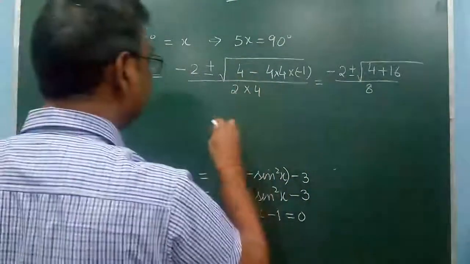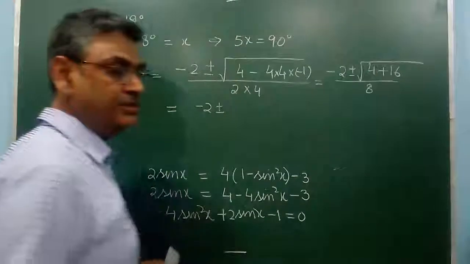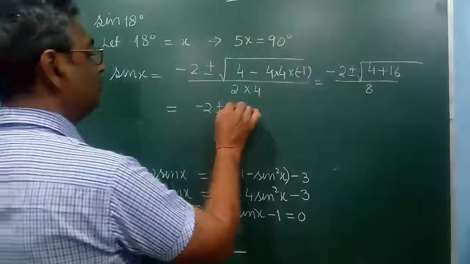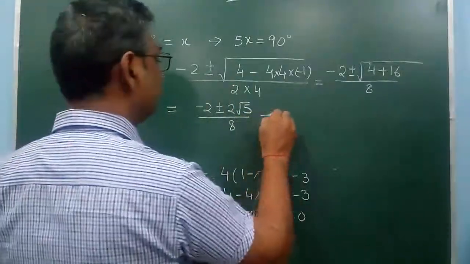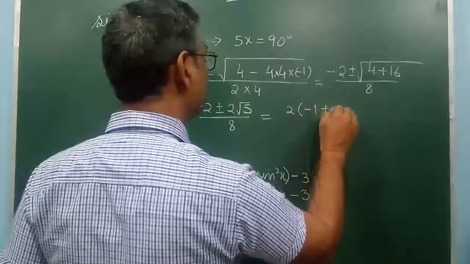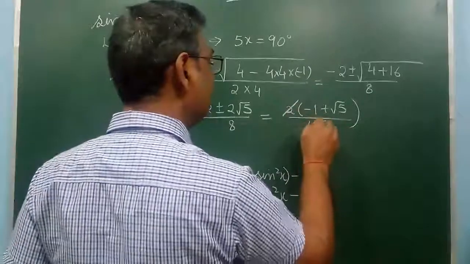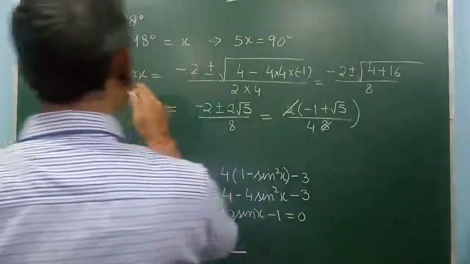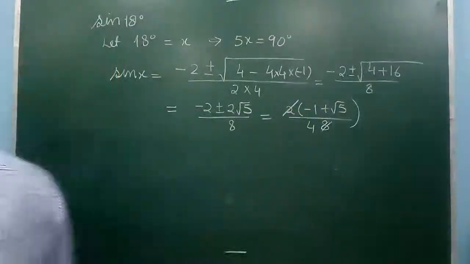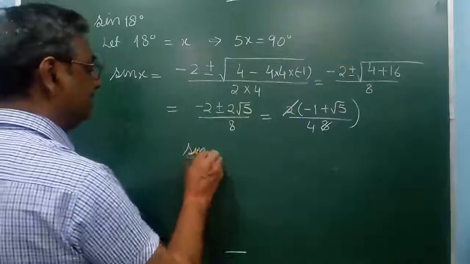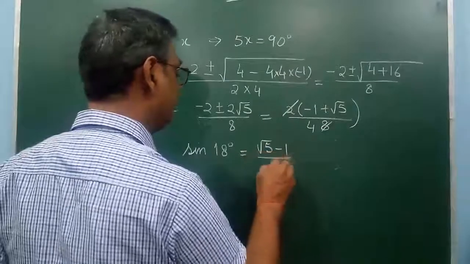Now, here what it will be? This is minus 2 and this is 20. 4 plus 16 is 20. 20 means 4 into 5. Square root of 4 is 2. So, 2 root 5 by 8. That means we can take 2 common. So, minus 1 plus root 5 by 8. This we can cancel. So, the value of sin x, what is x? X is nothing but 18 degree. So, we can write sin 18 degree equal to root 5 minus 1 by 4.